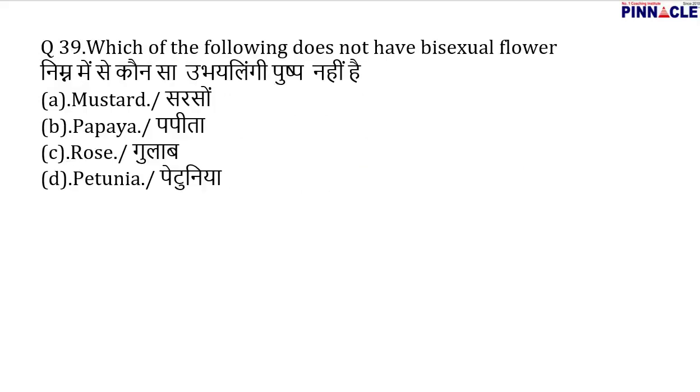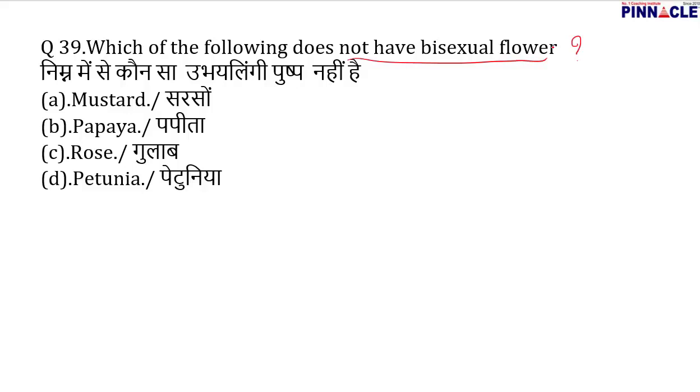Moving to question number 39. The question is: which of the following does not have bisexual flower? First of all, understand what is bisexual flower. Bisexual flowers are those flowers in which both stamen and pistil are present in the same flower. If both male and female reproductive parts are present on the same flower, then such kind of flower is said to be bisexual flower.